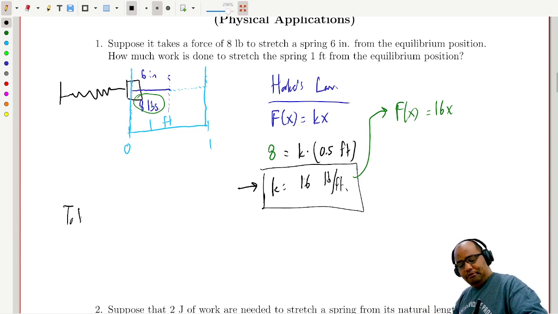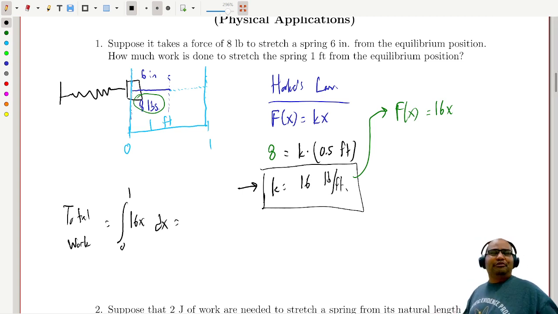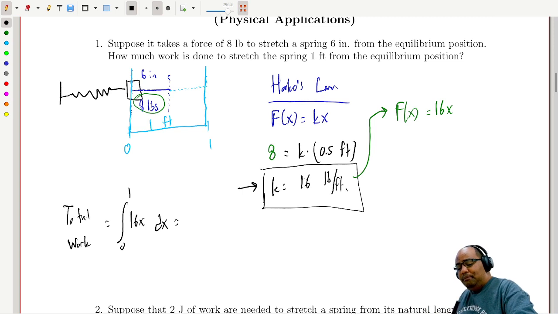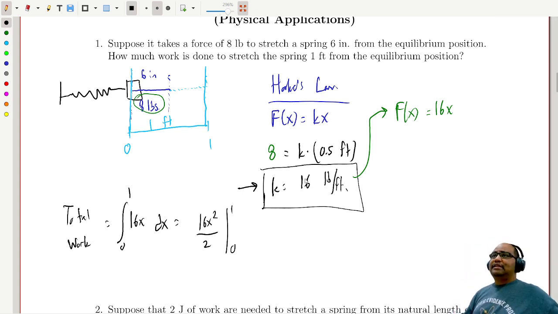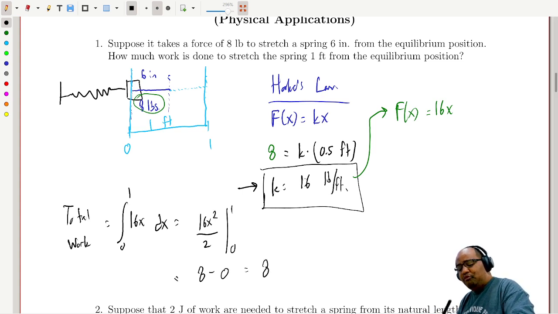So the total work here, we're going to integrate our force function from 0 to 1, and our force function is 16x. And this is just a simple power rule thing. We're just integrating a linear function. So we make the exponent 1 bigger, so 16x squared divided by 2, and evaluate on the boundary. Again, simple power rule thing here. We just use the fundamental theorem. So we plug in 1, we get 8, minus, plug in 0, we get 0. So the total amount of work done is 8 foot-pounds. That's how much energy is required to displace that spring.